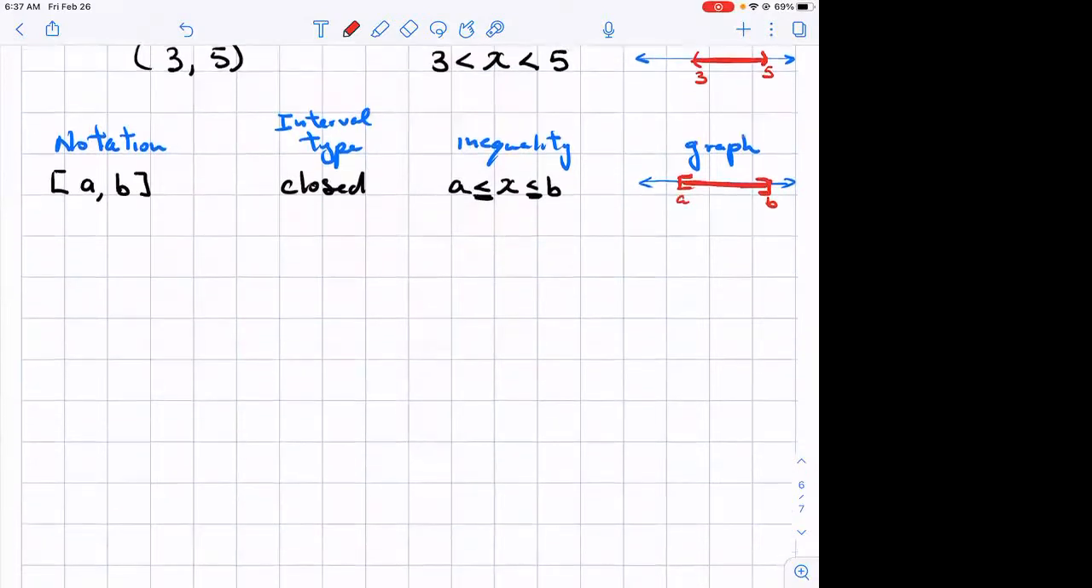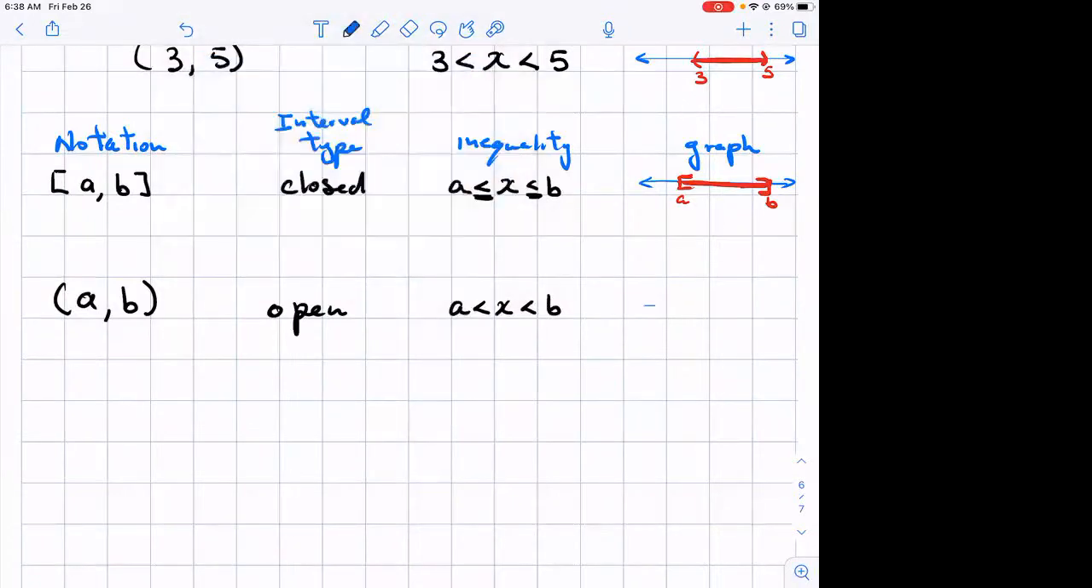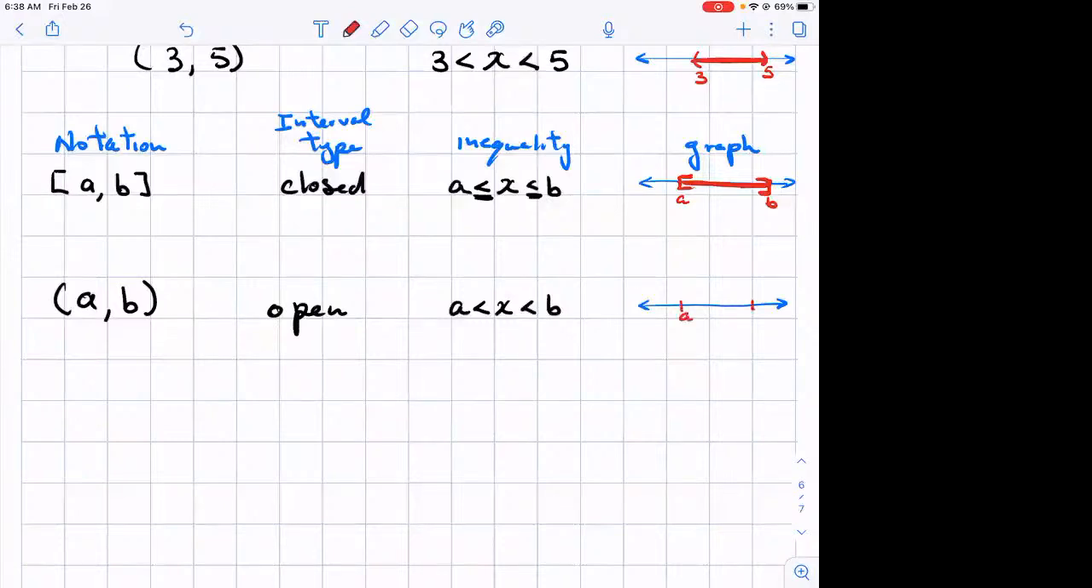We also have an open interval, and the open interval is the first one I did. (a, b). Notice we use parentheses. This is called an open interval. And here we have x is less than b, but greater than a. And if I look at this graphically, here is a, here is b, and it's now open. So we use parentheses on both ends.